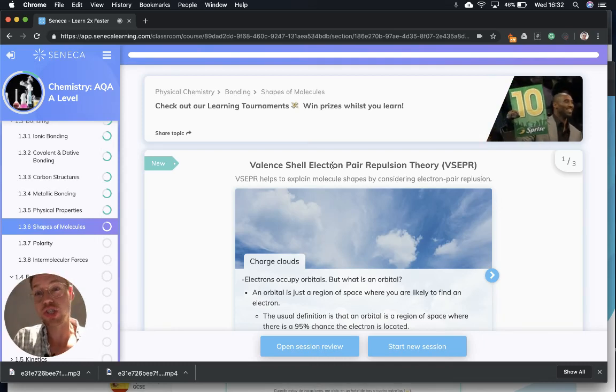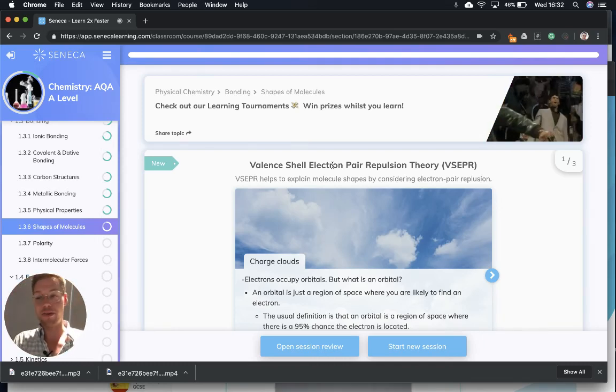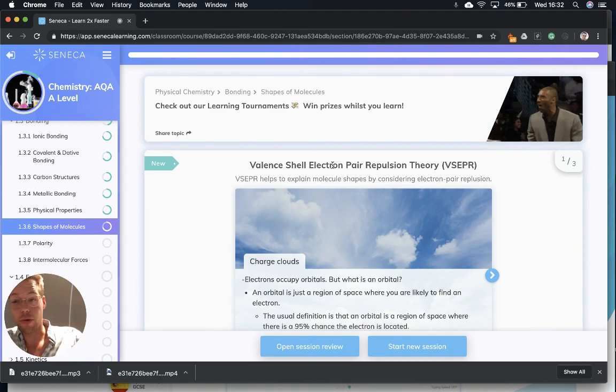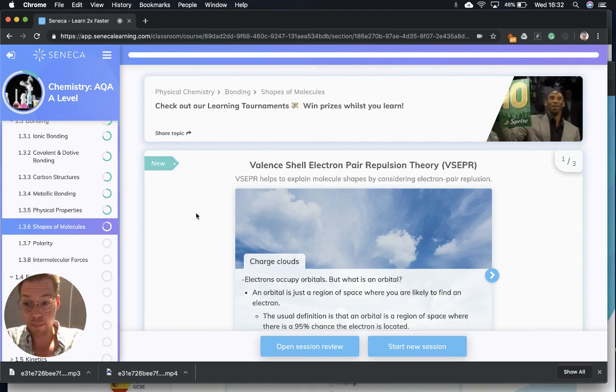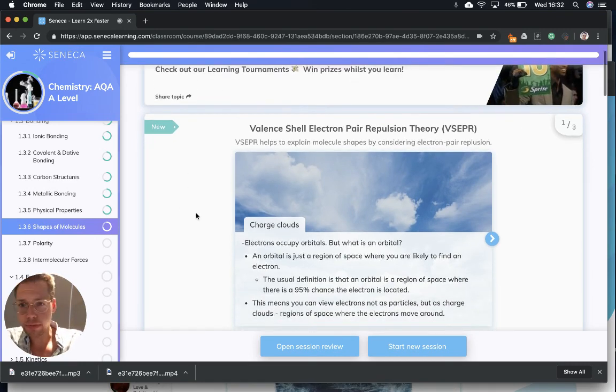It's time to get in shape. Today I am going over the shapes of molecules for your A-level chemistry exam. We've got quite a bit to cover, so let's dive in.